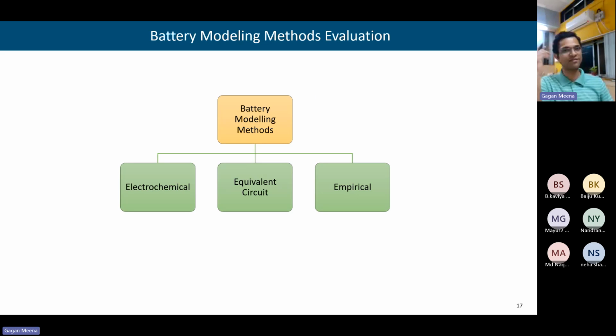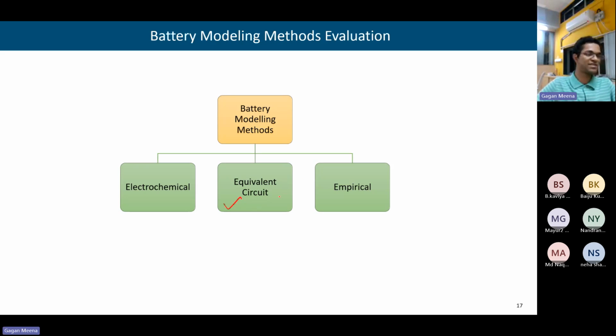Next we discuss different battery modeling methods. The first one is the electrochemical method. It's a very detailed method. Here we will have to write the electrochemical equations, the Gibbs energy and all those things we need to model. And then another approach is the equivalent circuit model.